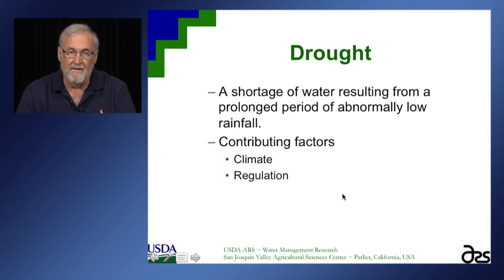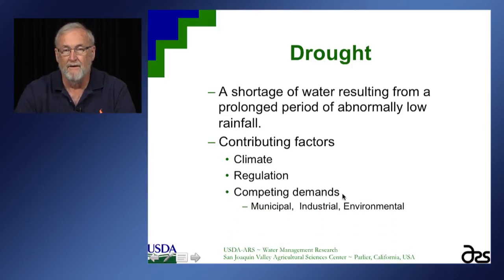The other thing I'd like to talk about a little bit is the fact that the shortage of water also results from some other impacts. So regulation is one that will be with us for a long time to come, and I'll talk about that a little bit later. The other part, obviously, in terms of shortage of water is municipal, industrial, and environmental demands, or at least these have to be taken into account when agriculture then begins to use water.